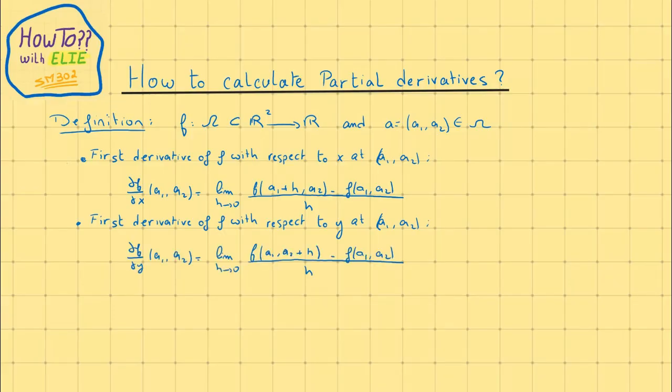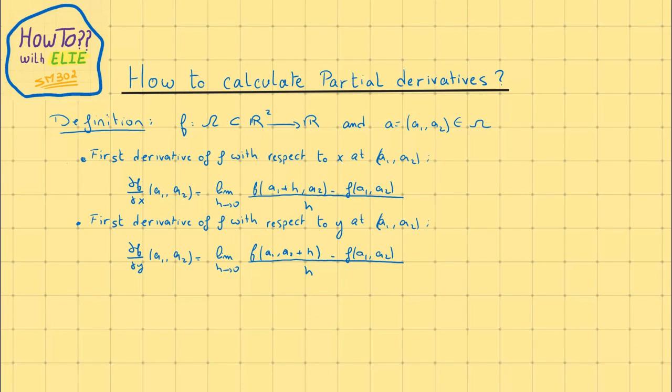So it's the limit of f of (a1, a2 + h), so the h now goes to the second variable. It's the rate of change in the direction of the second variable, minus f of (a1, a2), over h, and it's denoted df over dy at the point (a1, a2). So it's the rate of change, so somehow it's the slope. It's the slope of a tangent.